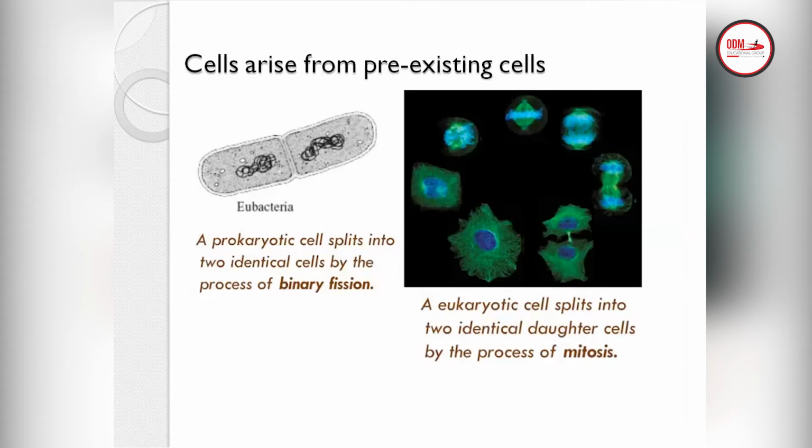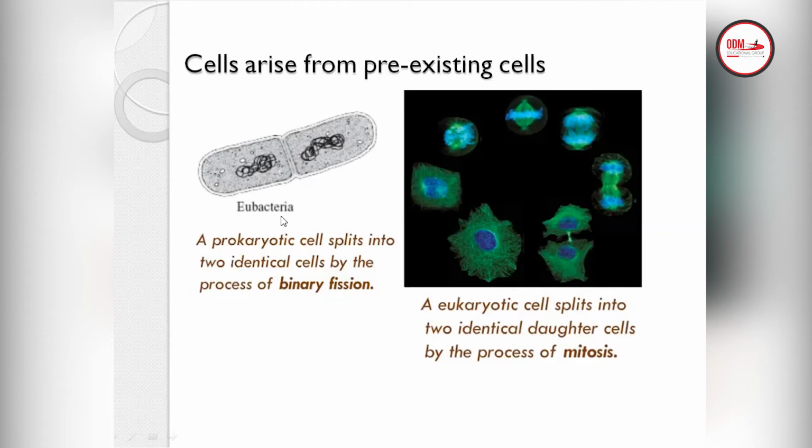Cells arise from pre-existing cells. Like a prokaryotic cell splits into two identical cells by the process of binary fission. Already in standard 7th you have learned what a cell fission is and what we mean by binary fission. Like in this, see, a cell divides into two cells of the same size, having equal, similar genetic material.